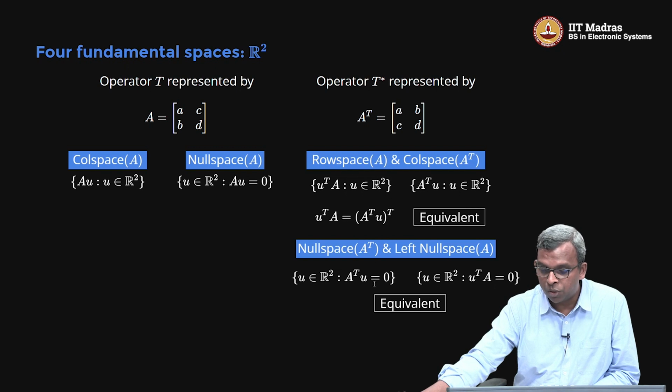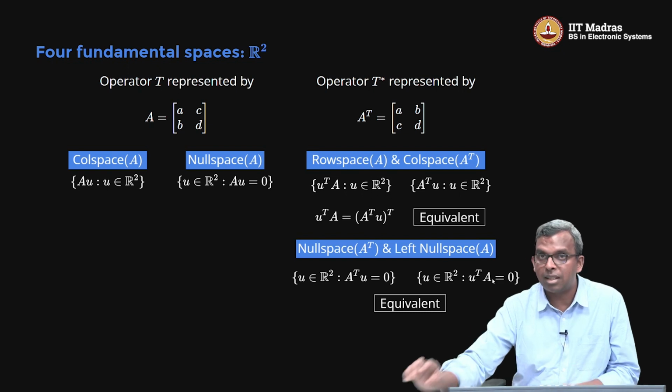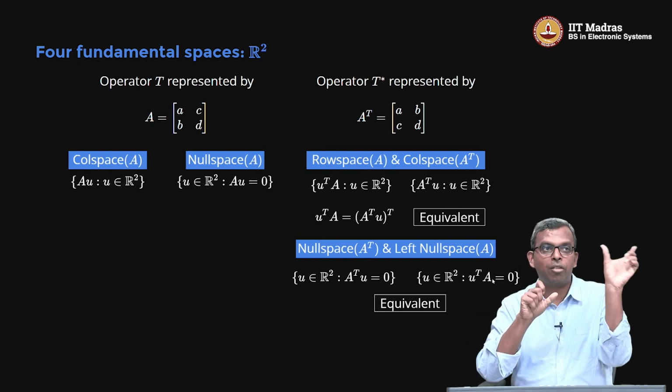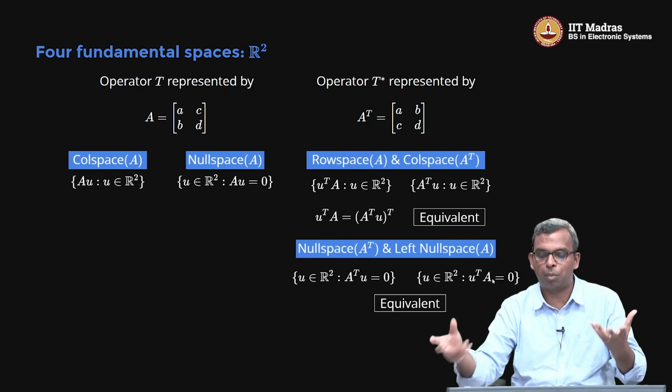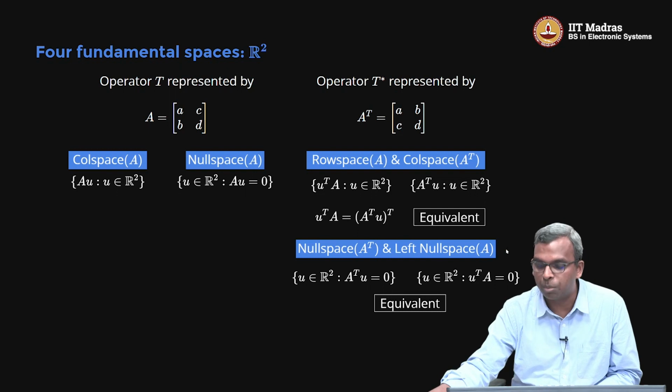Now this A transpose U being 0 is the same as U transpose A being 0, right? Because these two are transposes of each other, right? If A transpose U is 0, then U transpose A is also 0. Now U transpose A is A getting multiplied on the left. What do you have to multiply on the left to get U transpose A is 0? It's a null-like space, right? So it's called the left null space of A.